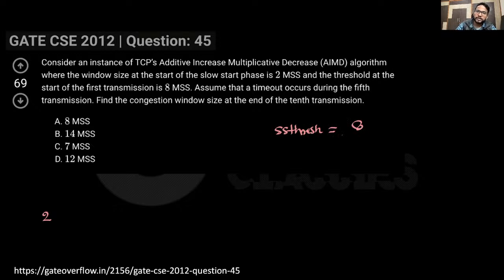Now assume that timeout occurs during the 5th transmission. Okay, then find the congestion window size at the end of 10th transmission. So there is a timeout. See, again there is a timeout, right?